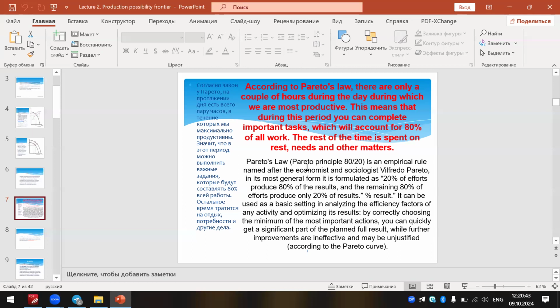By the Pareto function, yeah, the Pareto one. So it really can be used as a basic setting for analyzing the efficiency of factors of its activity, its production factors, yeah, and optimizing its results.